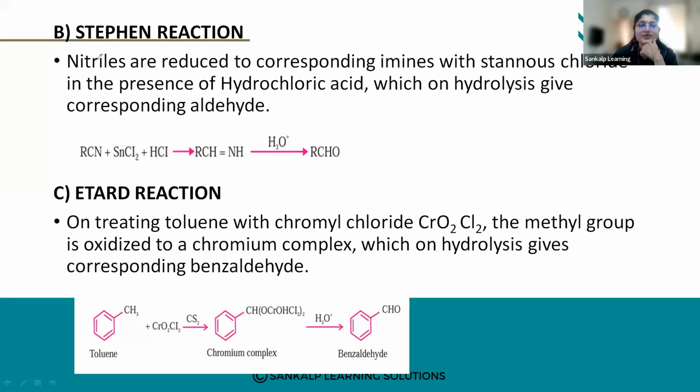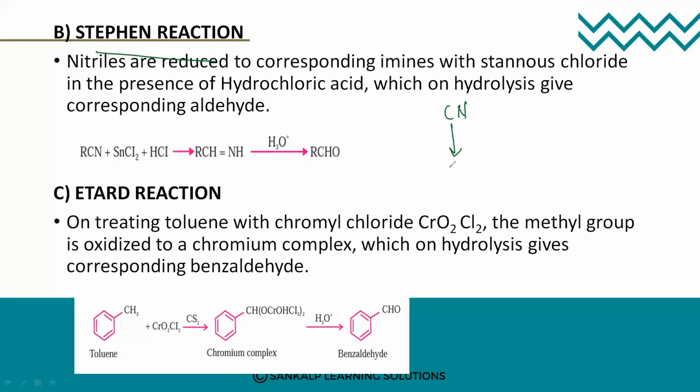So remember the steps in Stephen reaction. What are the steps? Nitriles are reduced to the corresponding imines in the presence of stannous chloride and hydrochloric acid. These imines then undergo acid hydrolysis and are converted to aldehyde. These are the steps you have to remember.